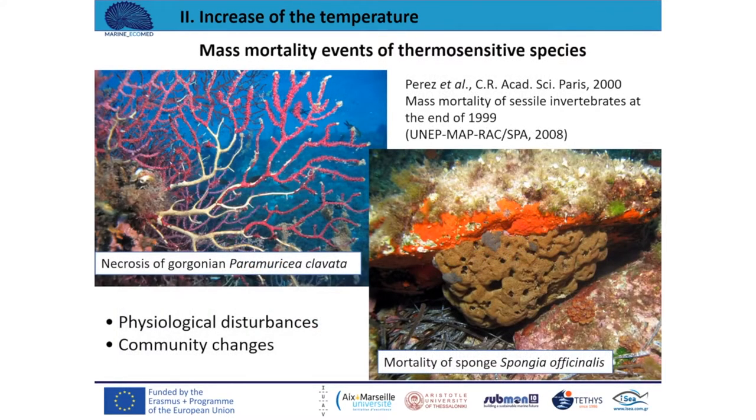For sessile thermosensitive species, thermal anomalies can lead to mass mortality events. At the end of summer 1999, in the northern Mediterranean, an event severely affected a wide range of sessile filter-feeding invertebrates from hard substratum communities, such as sponges, cnidarians, bivalves, ascidians, and bryozoans. Exceptionally high and constant temperatures of the whole water column down to 40 meter depth reached 23 to 24 degrees Celsius. It could have determined an environmental context favorable to mass mortality events.